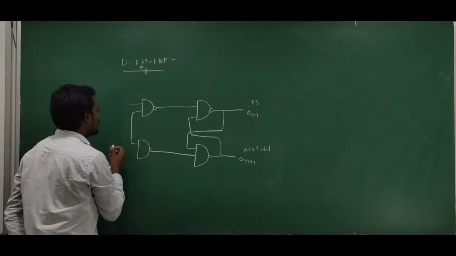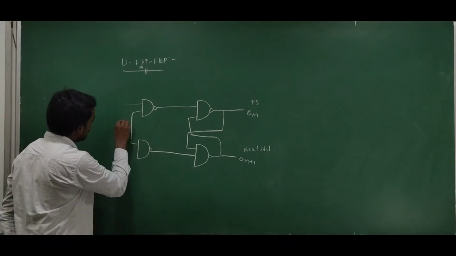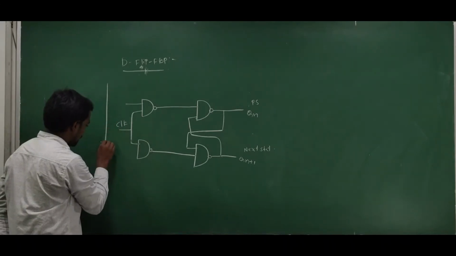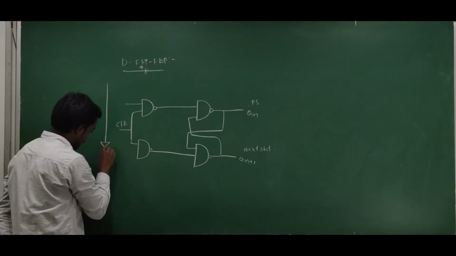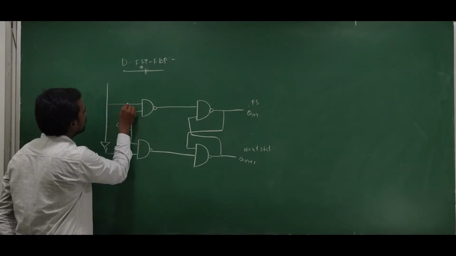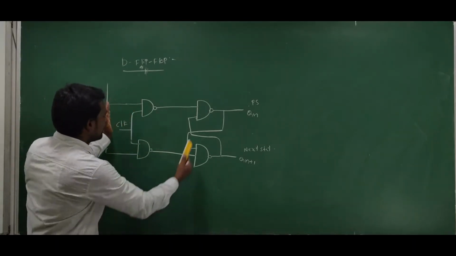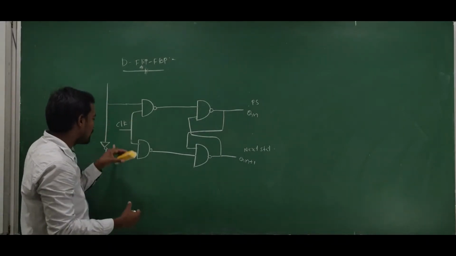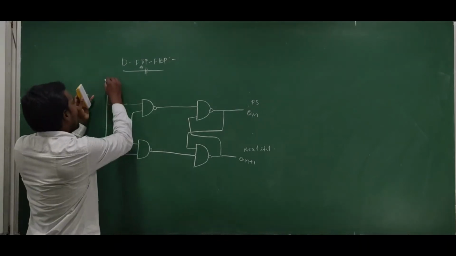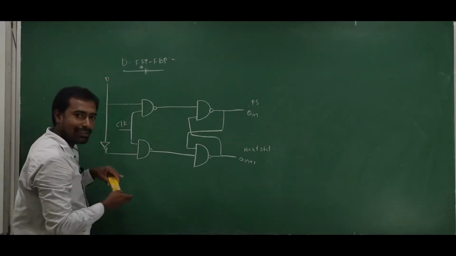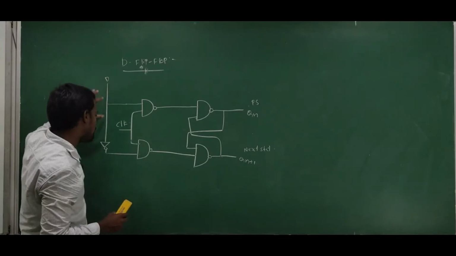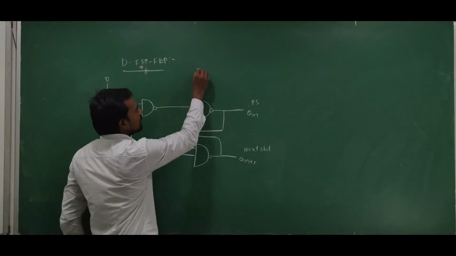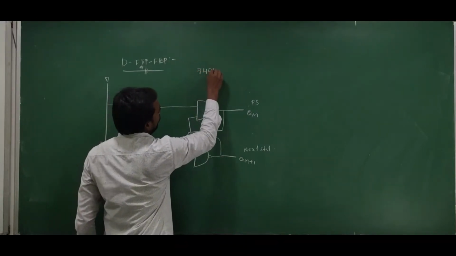Here I am shorting 2 inputs. This is clock signal, so this is basically the SR flip-flop, but these 2 inputs are shorted together, and here I am giving the input as D. And for this input here I am using one NOT gate, the NOT gate having the IC number of 7404.